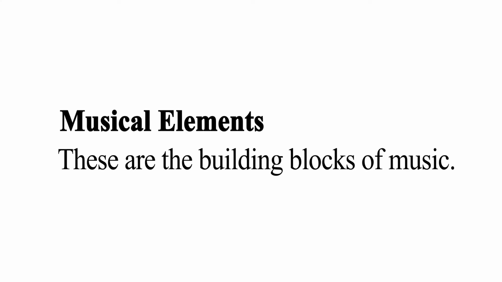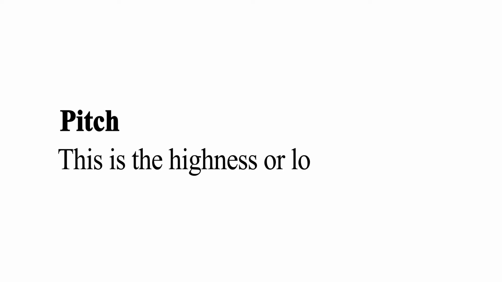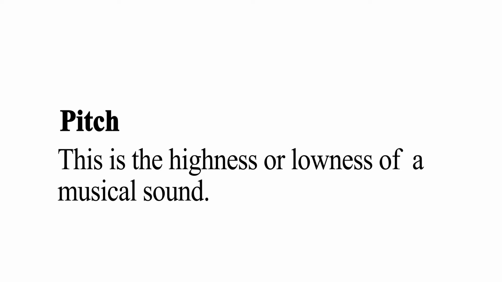Let's begin with elements of music, or musical elements as some people call them. What are musical elements? These are the building blocks of music, what we know as music. The main two elements are rhythm and melody. Melody is what we know as tune. Rhythm is what we call the beat. Another element is pitch. Pitch is the highness or the lowness of a musical sound.